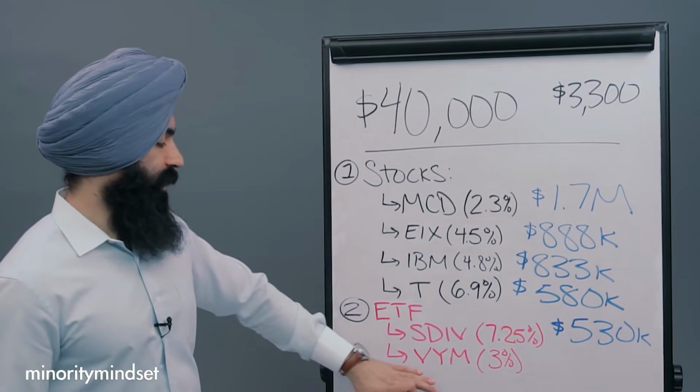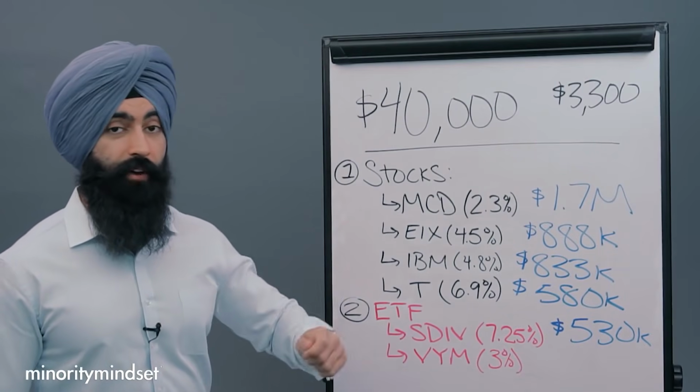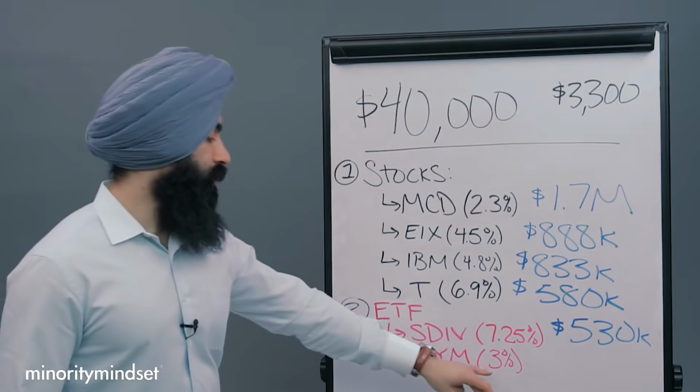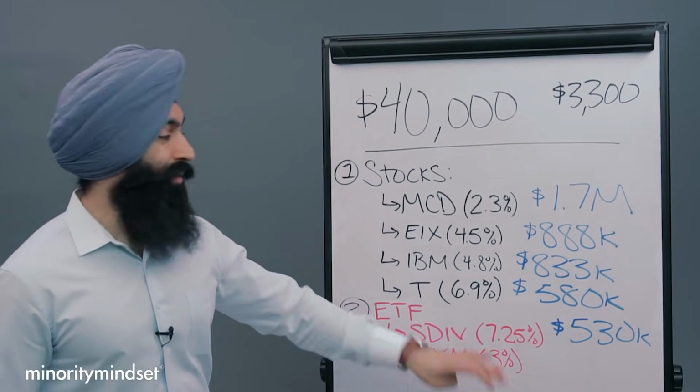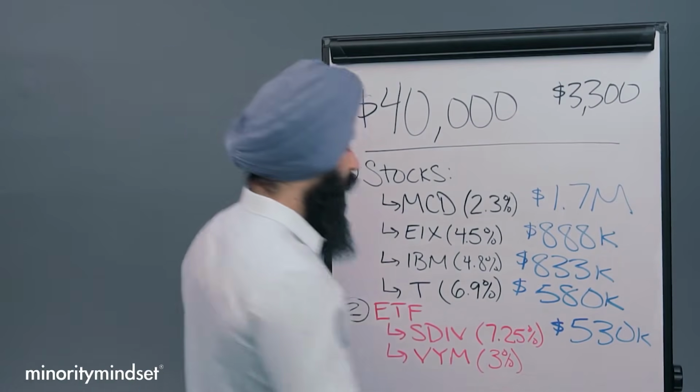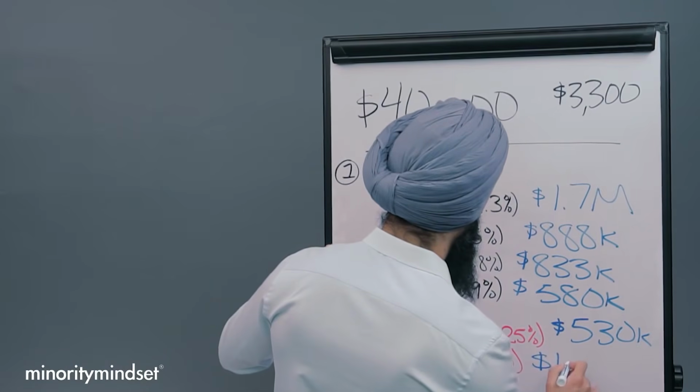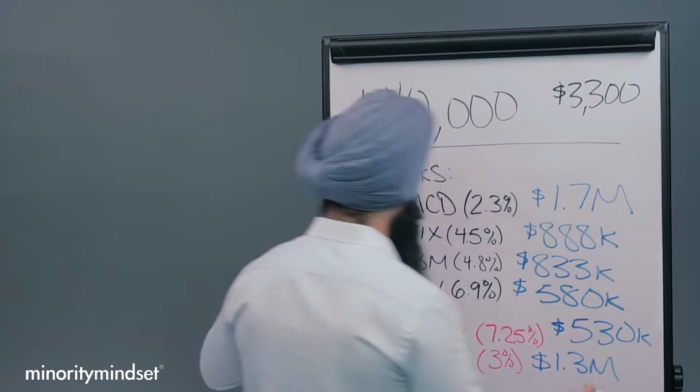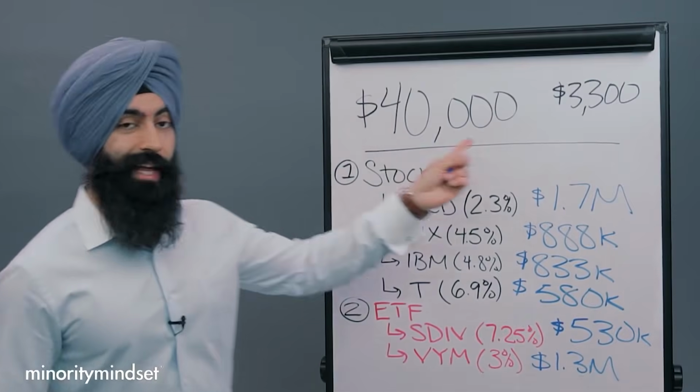If you invest your money into VYM, which is a Vanguard ETF for dividend stocks, this pays right now, at the time of recording this video, a 3% yield, which means you would have to invest right around $1.3 million today in order to get the $40,000 a year.